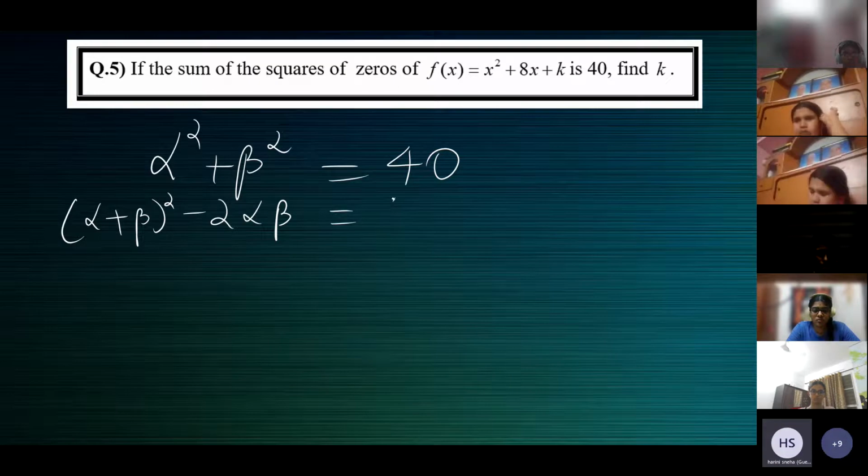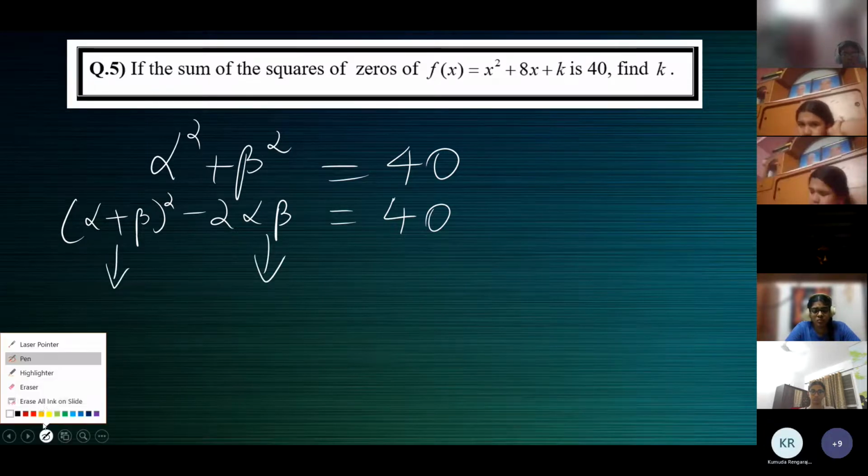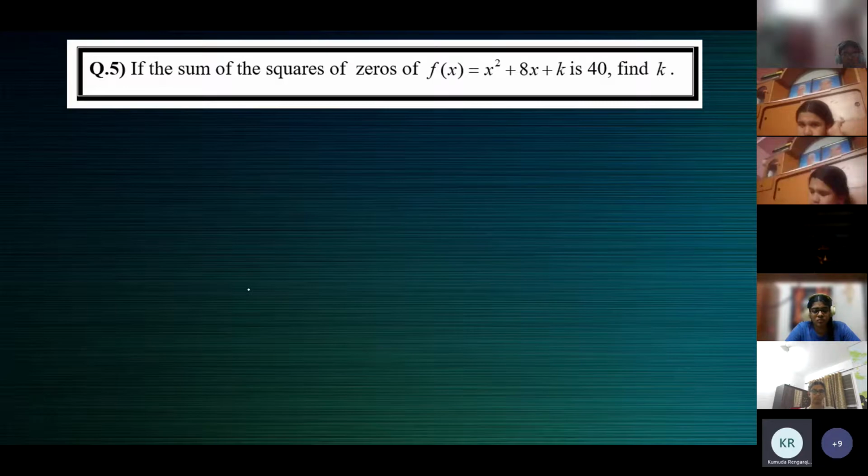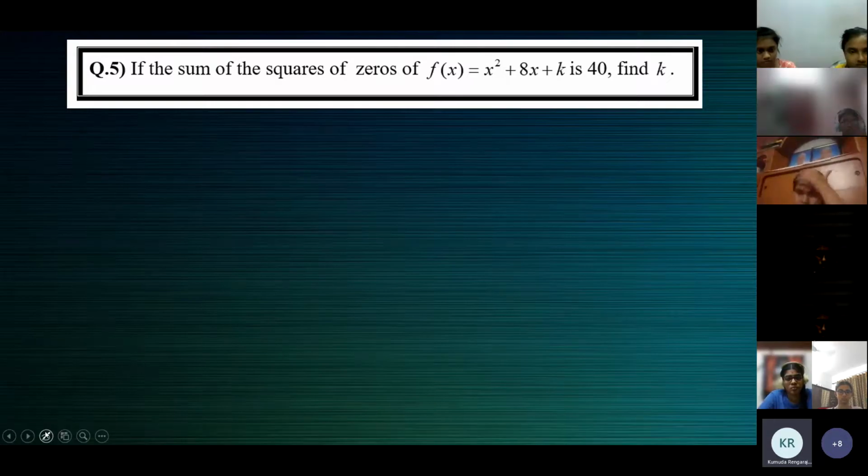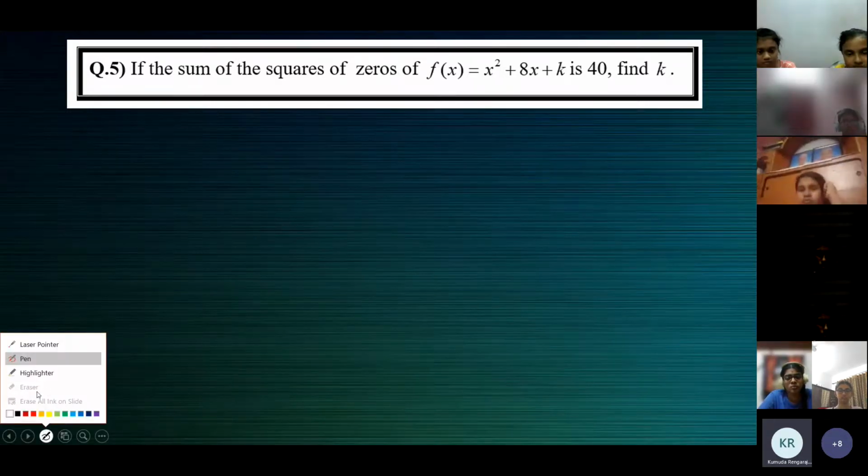40, ma'am. We have 40 minus 2 alpha beta. Now you know that this is minus b by a and this is c by a. Substitute and solve. So very important. The rest of the answer you know, but you should know how to convert the information in words to a symbolic equation.